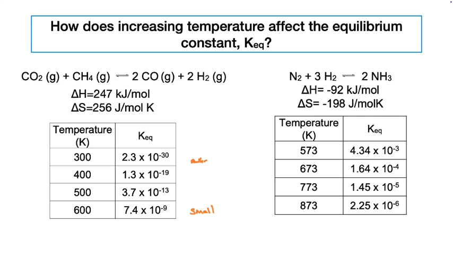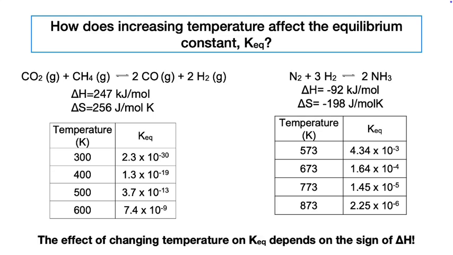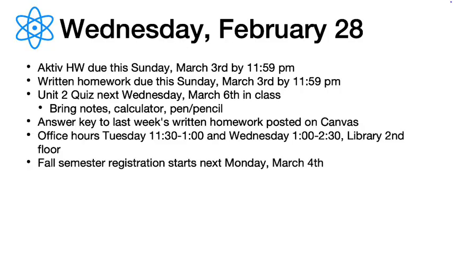Make sense? And when we look at the other table, what happened? We started with a small number, and it went smaller. So the direction changed. Why did the direction change? Look at the signs on your delta H's and delta S's. Kind of, sort of? I think we're doing okay. So it depends on your signs, and in particular, it depends on the sign of the delta H, which is a better summary.